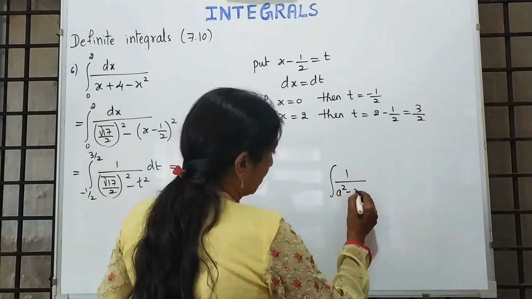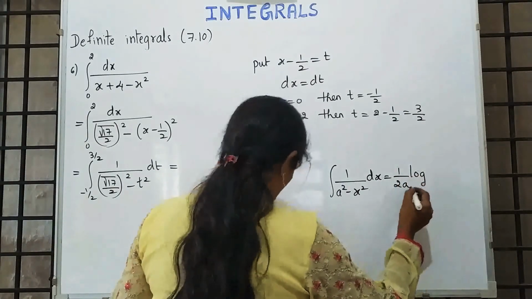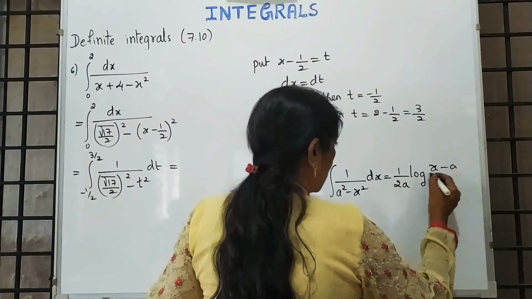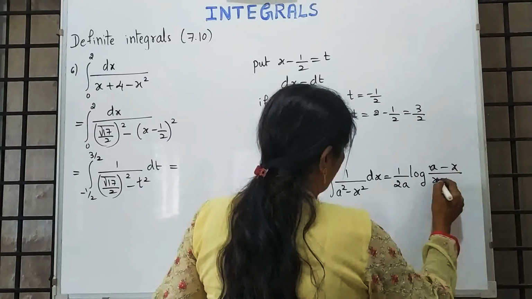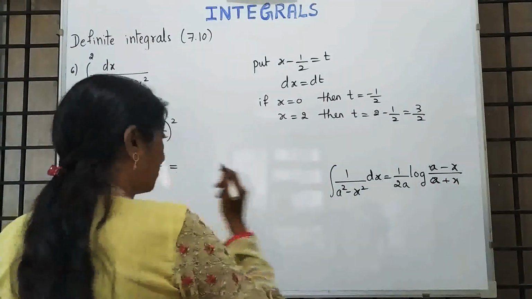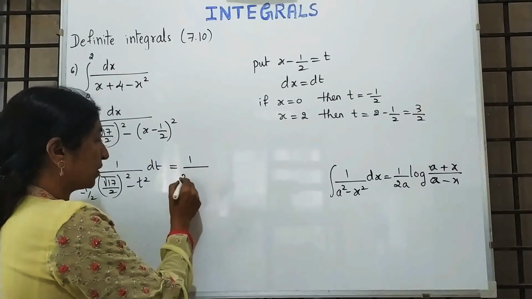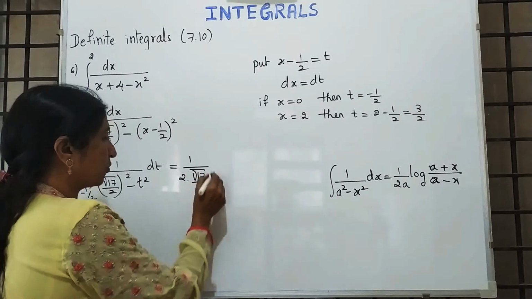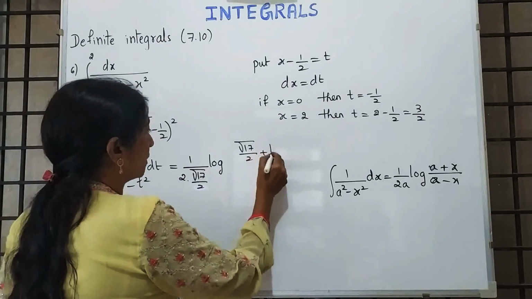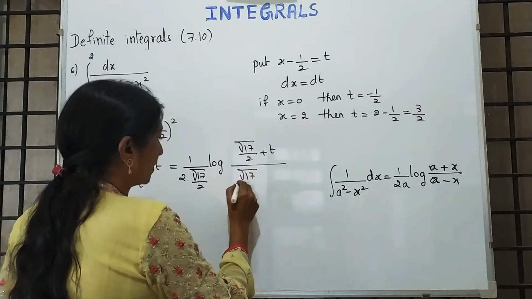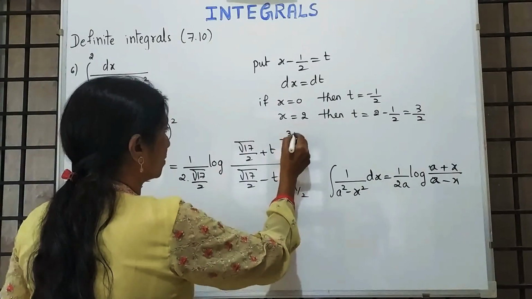1 upon a square minus x square is 1 by 2a log of (x minus a) upon (x plus a)... a minus x upon a plus x upon a minus x. Write down those values. 1 upon 2a, where a is root 17 by 2, log of (a plus t) upon (a minus t), which is root 17 by 2 plus t upon root 17 by 2 minus t, and the limits are minus 1 by 2 to 3 by 2.